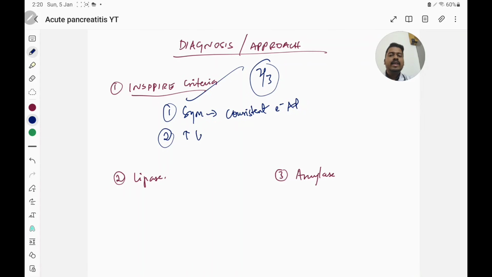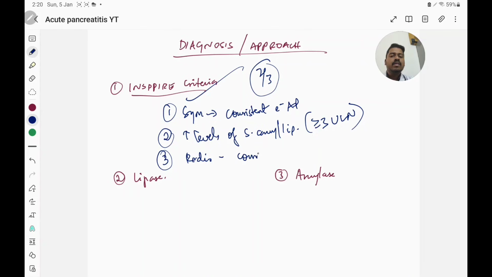Second is increased levels of serum amylase and lipase, okay? And how much increase? More than or equal to 3 times the upper limit of normal. And third is radiological findings consistent with acute pancreatitis, okay? So why do they give this 2 out of 3? Why not all 3, or why not 1 out of 3?